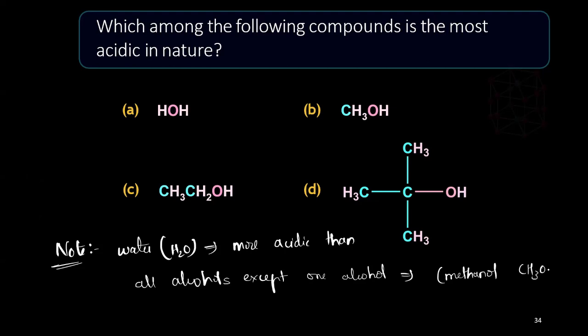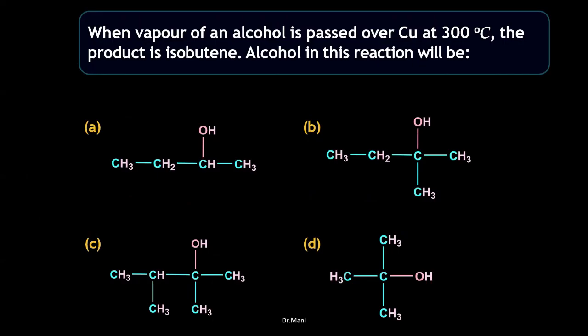If you see, this is alcohol, this is alcohol, this is water, and this is methanol. If I see C and D, these are not much more acidic than the water, but methanol is more acidic than the water. So my option will be B. Understood why the option is B?